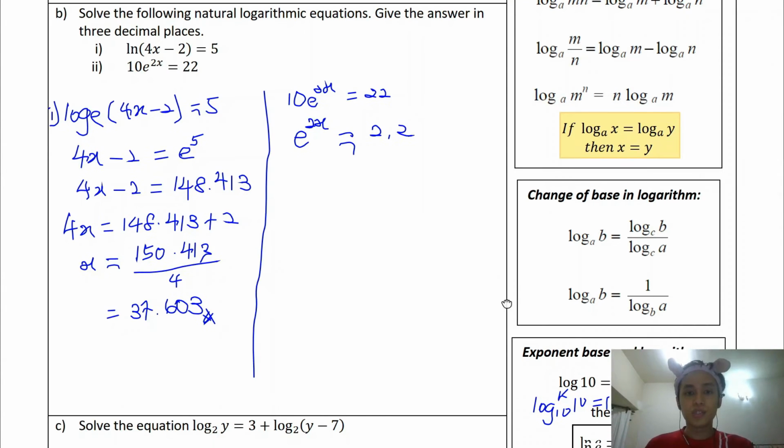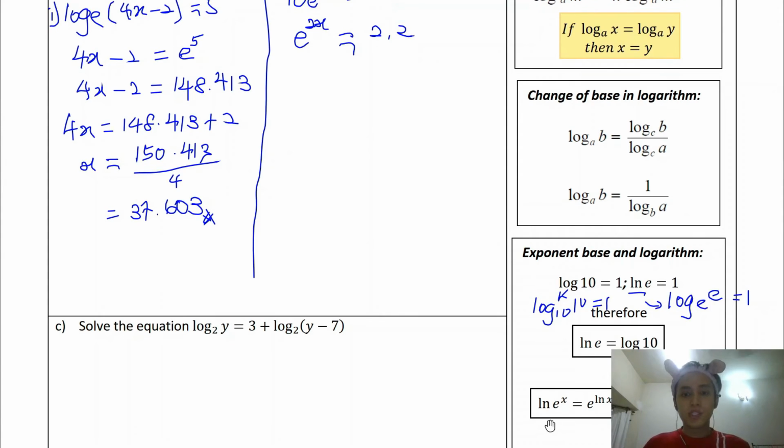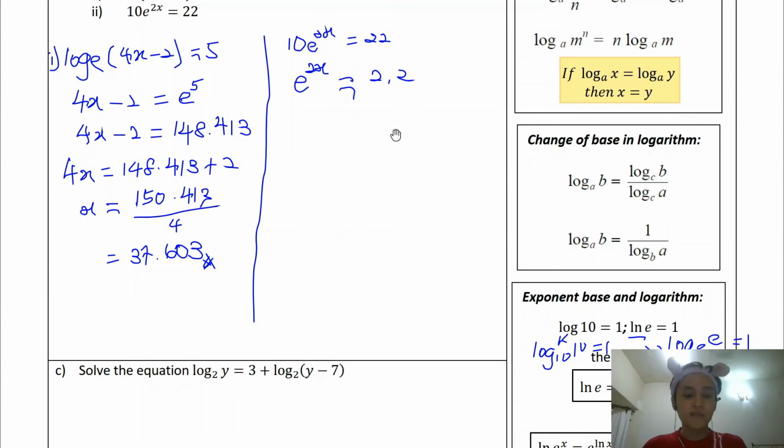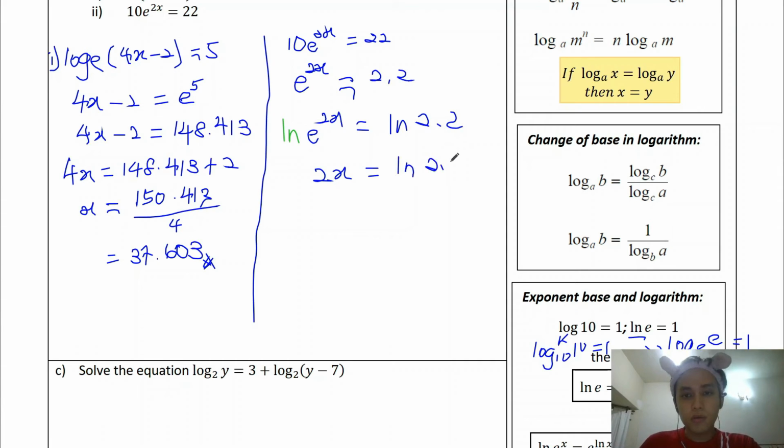Okay, we are going to use the relationship here. Remember that if you put a ln in front, ln e^x, you get back the x, right? So what we are going to do is put the ln in front. So it will become ln e^2x equals ln 2.2. So this is removed, and it becomes 2x equals ln 2.2. And then you can just solve the equation.